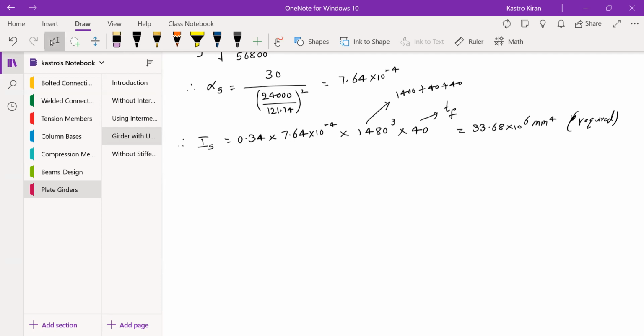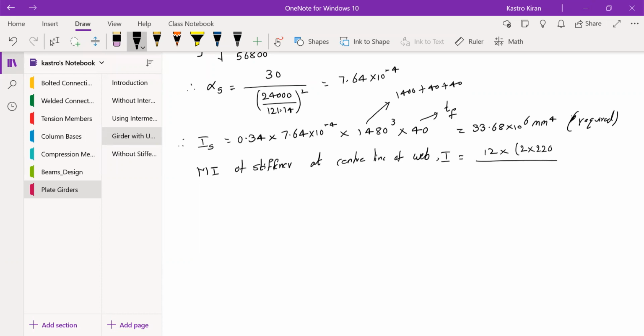In order to find that out, you have to find the moment of inertia of the stiffener at the center line of the web. So how do you find this? Capital I, that is the moment of inertia, equals the thickness of the web, that is 12, into 2 times the length of the stiffener.